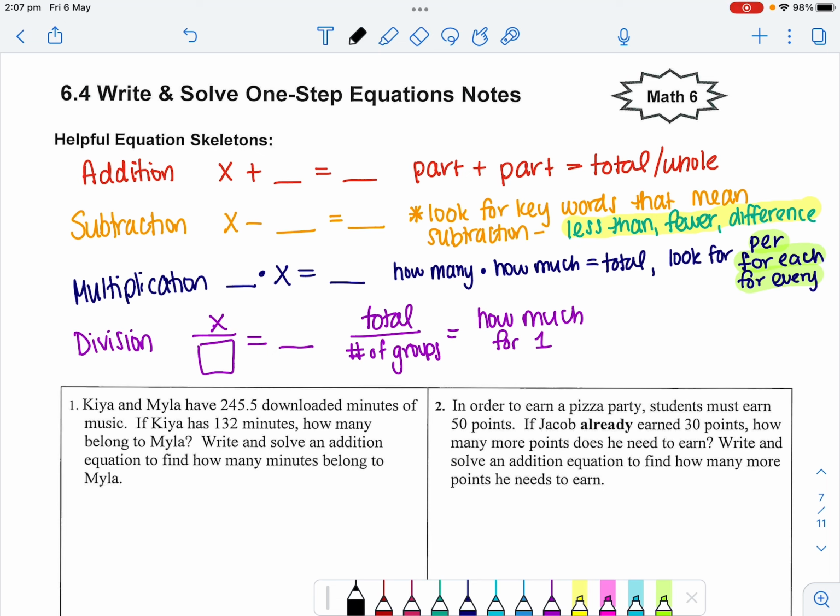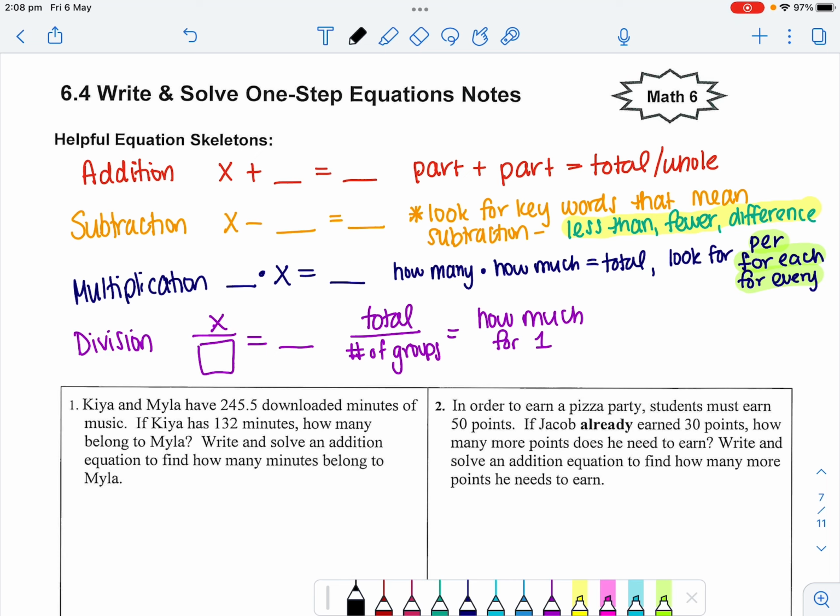For multiplication equations, we're going to be looking for how many of something times how much, like a number of shirts or a number of hours or a number of minutes or a number of months. That's going to be multiplication is equal to how much your total is. We're going to be looking for words like per and for each and for every in our problem. That's going to tell us that we're doing something over and over again and that we are multiplying.